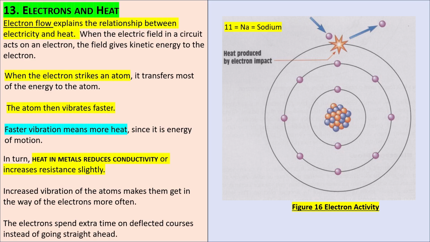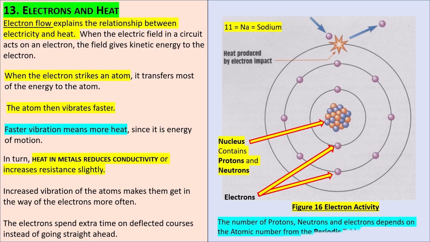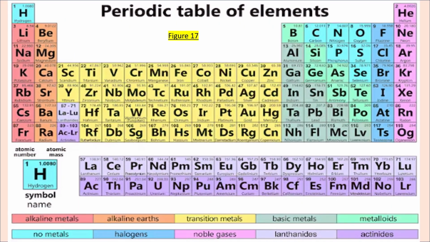Here you can see a sodium atom. It has a nucleus with protons and neutrons, and you can see the electrons are in those orbits, and it depends on how many protons and neutrons there are in the nucleus. This one shows 11, so there will be 2 in the first circle, and then 8, and then the rest in the last circle. This is the periodic table, and these are all elements that we know of.